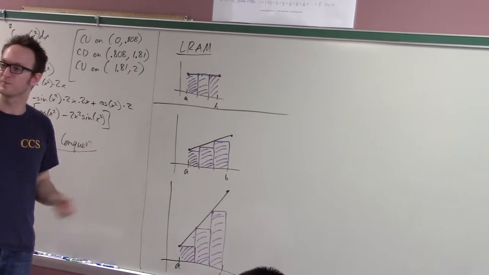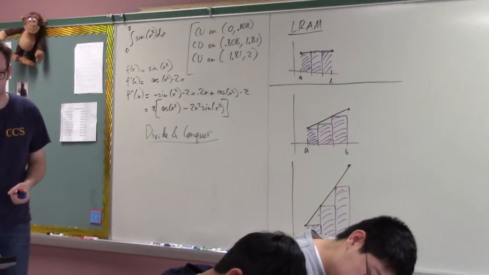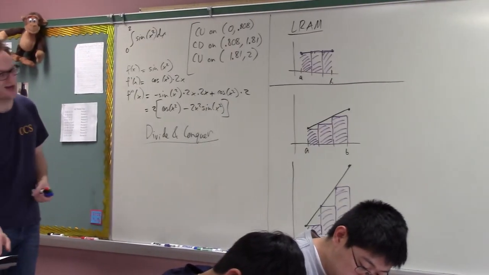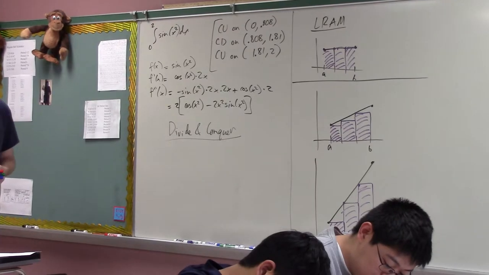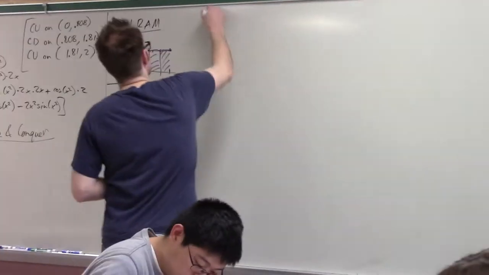Is this clear? All right. So if you have a big derivative, you're going to have a big error. Somehow this is related. The amount of error that you have is going to be related to the size of the derivative. All right. So now I think we're ready to do this.